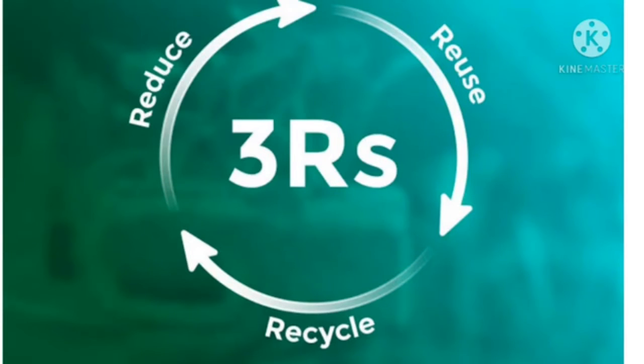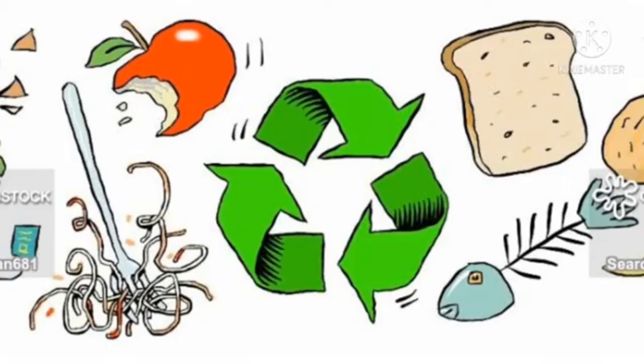Follow the 3 R's. If we want a clean and safe environment for living, we must start following the 3 R's. The 3 R's stand for reduce, reuse, and recycle. Let's study about these. Reduce. The most effective way to help save the environment is to reduce your waste before it becomes rubbish.